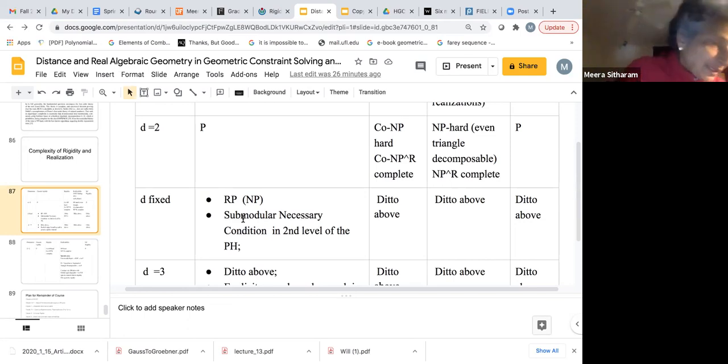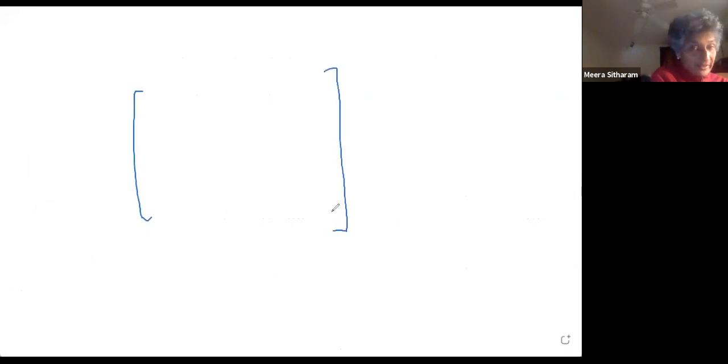Maybe I can at this point just draw something. Okay, so you have your rigidity matrix. Someone has to alert me if what I'm saying doesn't make sense. I'm pretty sure that you've already seen Asimov-Roth, you've seen rigidity matrices and so on. So you have your rigidity matrix, Pi minus Pj, Pj minus Pi, for an edge ij.